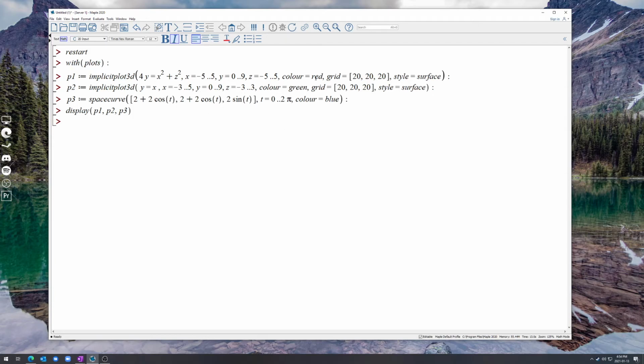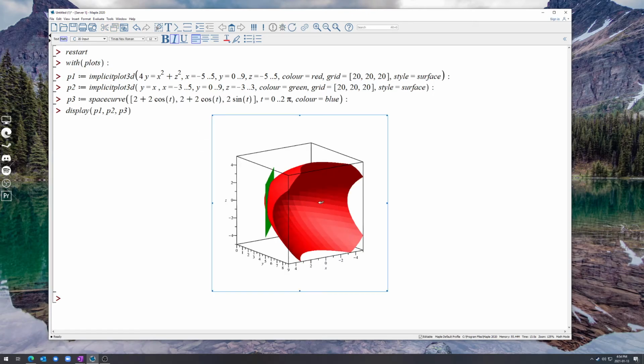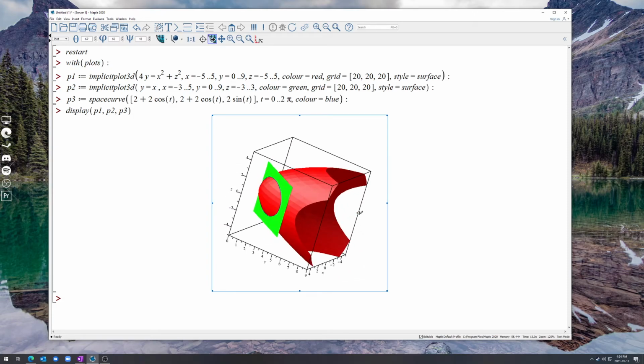I've added some extra options for some pretty colors and to make them relatively smooth and get rid of the surface gridding. That's what those first two commands are. And then the space curve, you can see I've just got a list of the 3 parametric equations with a nice blue curve. And we'll plot that. And it's not too bad. You can see there is a nice little intersection of green and red surfaces, the plane and the paraboloid. And there is a faint little blue ring here.